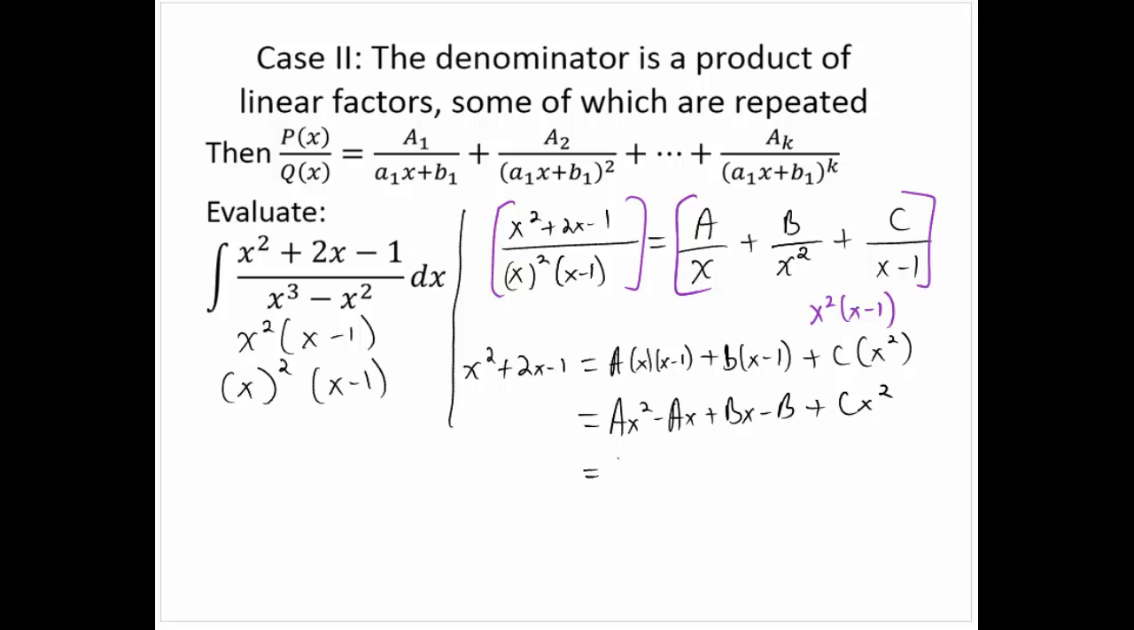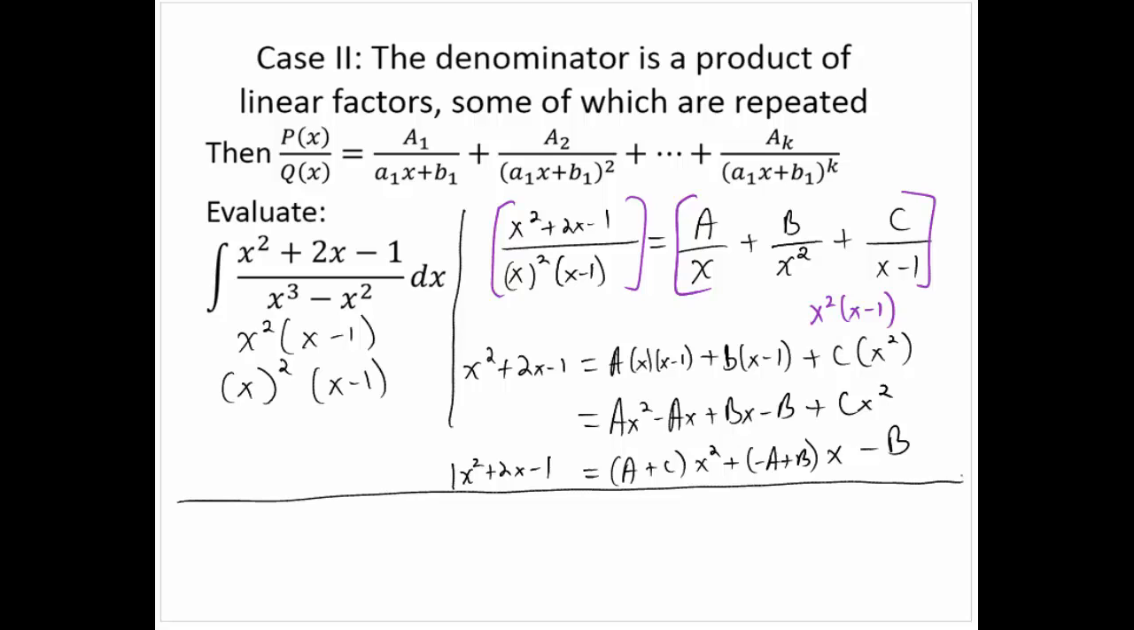Combining the like terms, I'd have a plus c times x squared plus negative a plus b times x minus b. And so that's 1x squared plus 2x minus 1. And so now we can write the system of equations we need to solve. Equating the square terms, a plus c must equal 1. Equating the x terms, negative a plus b must equal 2. And equating the constants, negative b must equal negative 1.